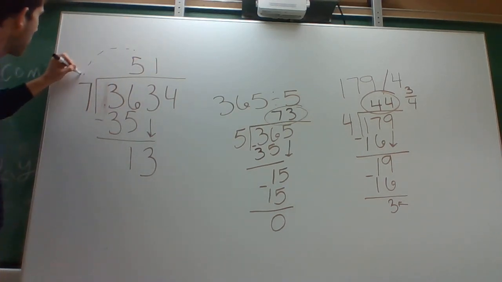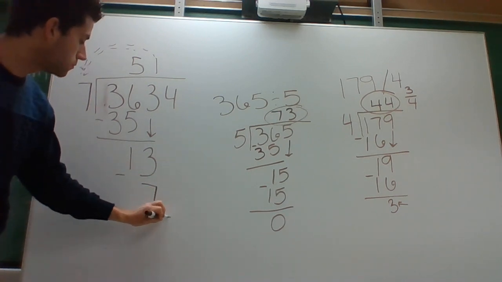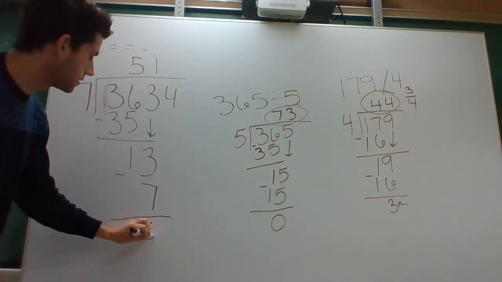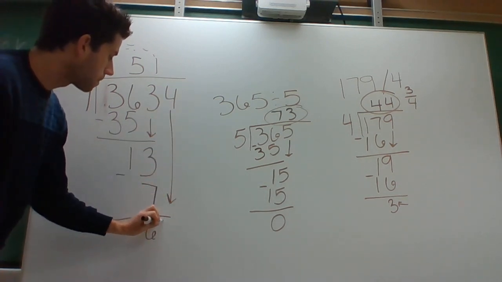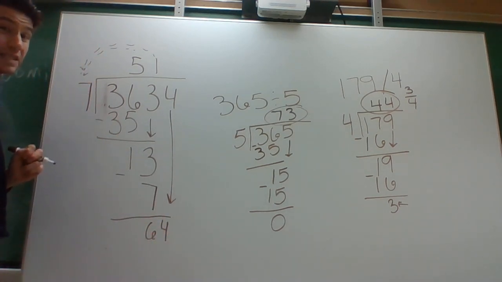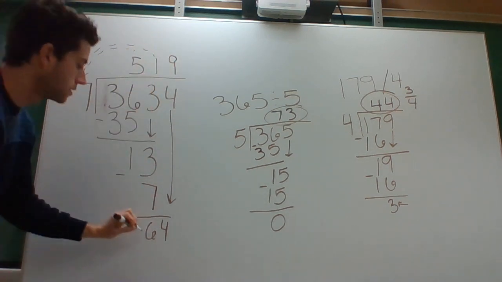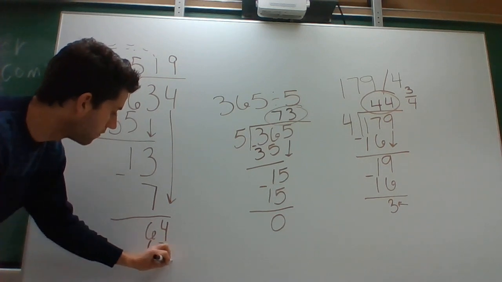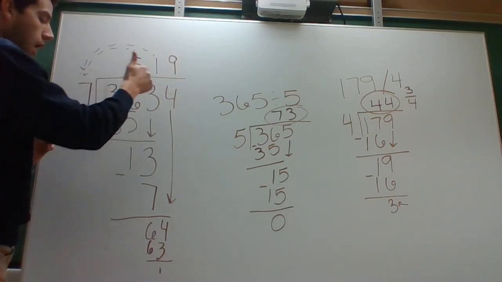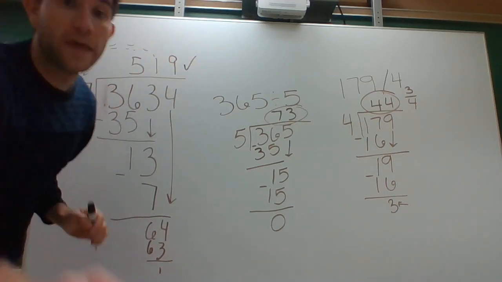You guys think we're multiplying? 1 times 7 is 7. Subtract. 13 minus 7 is 6. Drop down the 4, my last number. How many times does 7 go into 64? Well, I know 7 times 9 is 63. So it goes into it 9 times, 63. So a remainder of 1. Which means 3,634 almost perfectly goes into it 519 times. Check. That's how we divide.